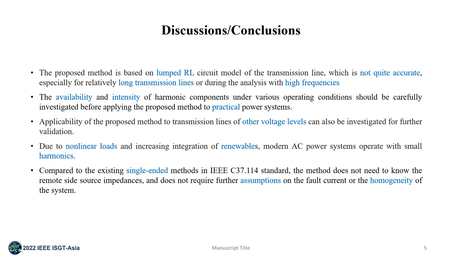Due to nonlinear loads and increasing integration of renewables, modern AC power systems operate with small harmonics. In this paper, a new phasor domain single-ended transmission line fault location method based on harmonics is proposed. With the fifth harmonic as an example, the expressions of apparent impedance at the local terminal under both the fundamental frequency and the fifth harmonic are derived. Afterwards, the fault location problem is formulated with four real equations and four real unknowns to be solved, including the fault location. Compared to the existing single-ended method in the IEEE C37.114 standard, the method does not need to know the remote site source impedance and does not require further assumptions on the fault current or homogeneity of the system. Numerical experiments prove that the proposed single-ended fault location method improves the fault location accuracy compared to the existing methods.